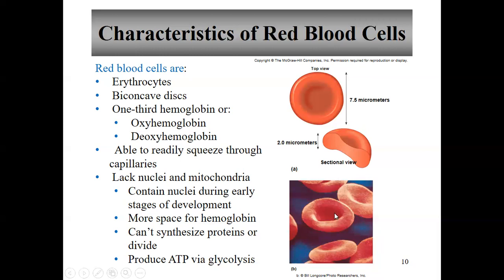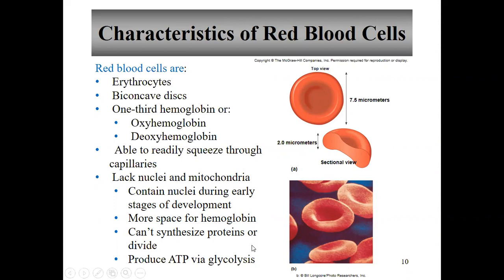The mature cells, because they're biconcave, because they don't have a nucleus, now have more space for hemoglobin. Hemoglobin is the portion of red blood cells that is responsible for carrying oxygen from one place to another. So the more space they have for this hemoglobin that carries oxygen, the more oxygen it can get to other parts of the body.